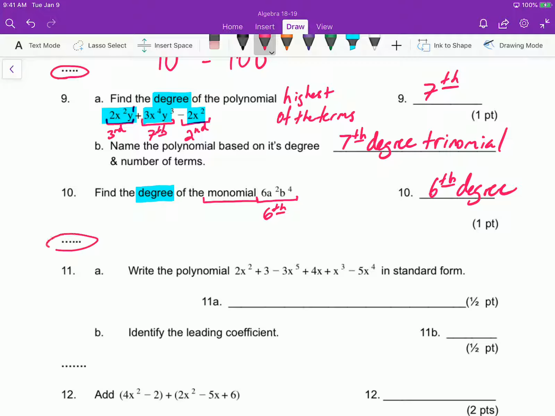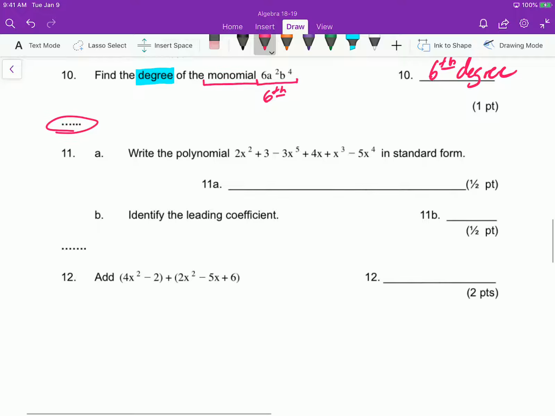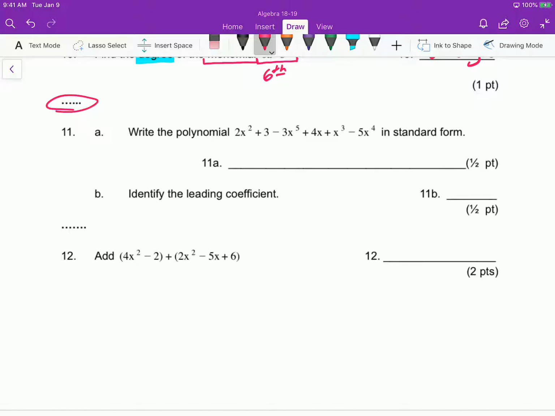All right, again, notice, boom, new learning target. I've got to know I'm doing something at least a little bit different here. All right, so then it says write it in standard form. We know when you're talking about a polynomial, you go from high to low in degree.